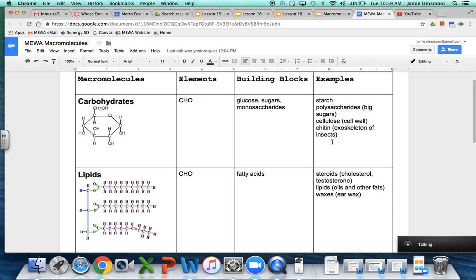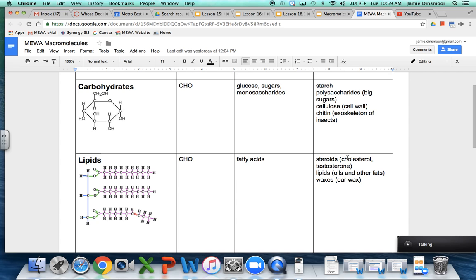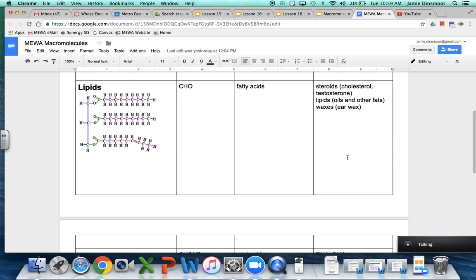That's made of sugar. Again, we can't digest that because of the way the bonds are made, and that helps make it stronger. Lipids. Examples of lipids, we have steroids, right? These could be like cholesterol. You've probably heard of cholesterol in your body, or testosterone, right? Those are both steroids. Lipids, just generally, we have oils and fats that are made up of these things, right? And then waxes are also a type of lipid, such as the wax you find in your ear.